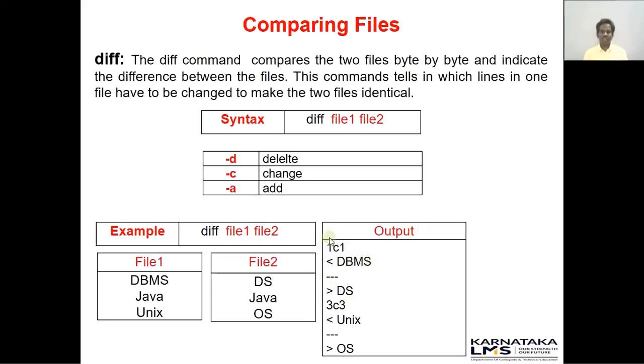Here, the number appearing before the special symbol refers to the first file. The number appearing after the special symbol refers to the second file. From this output, the first line and third line have to be changed to make these two files identical, because this command tells in which lines in one file have to be changed to make the two files identical. Let us check this command on the terminal.